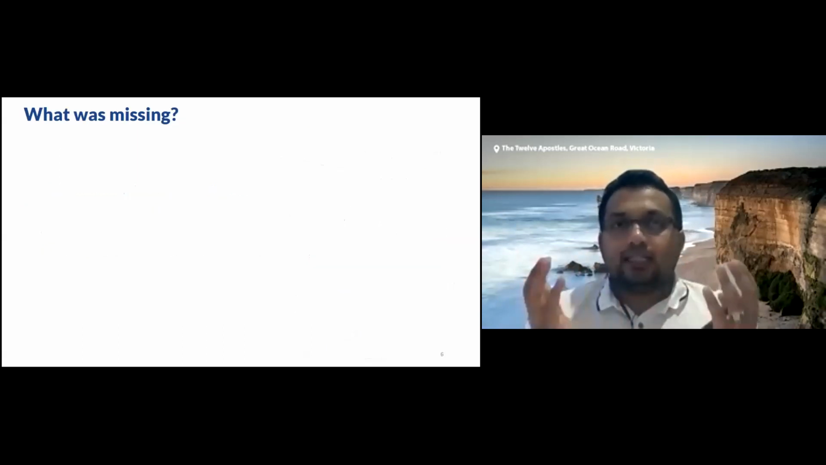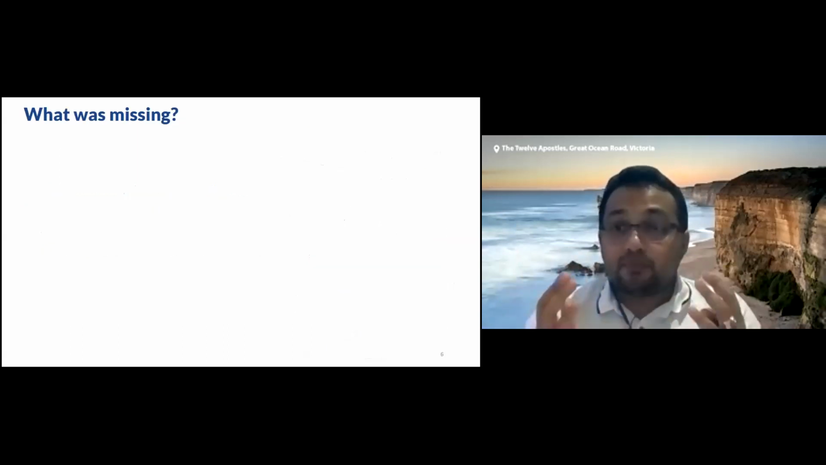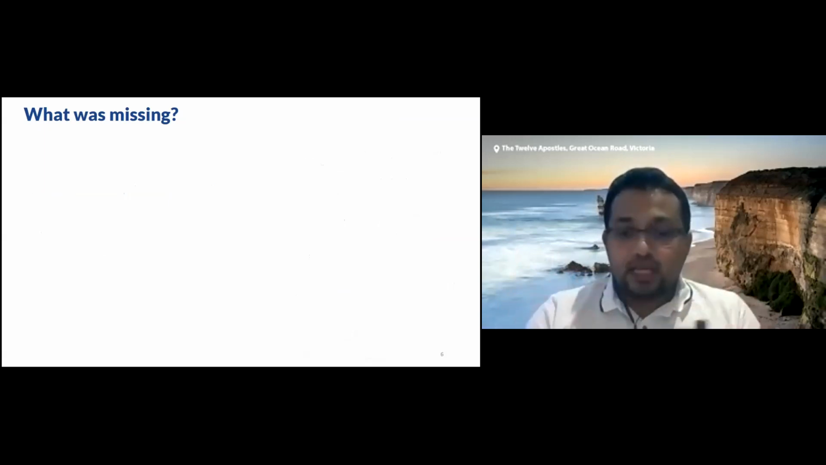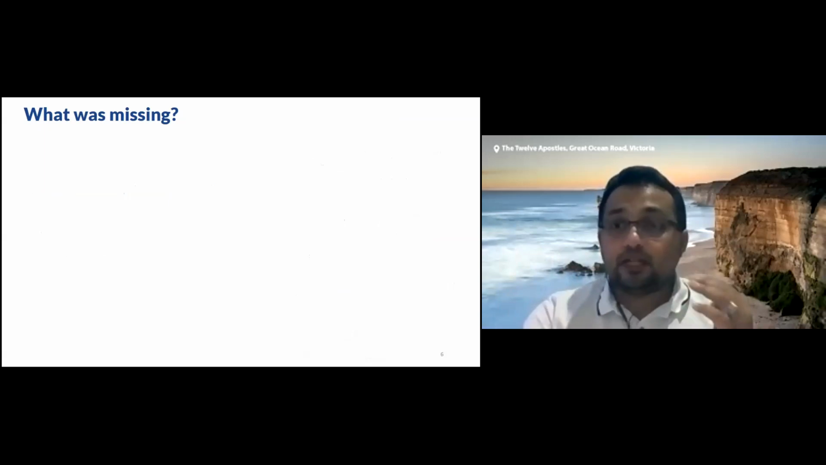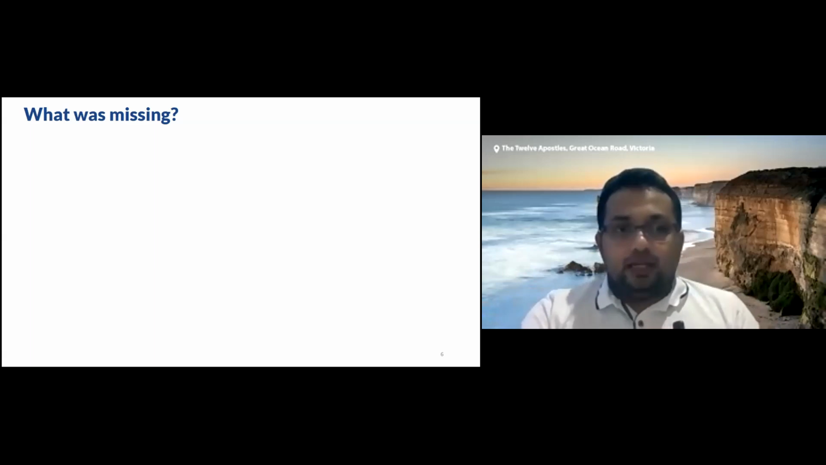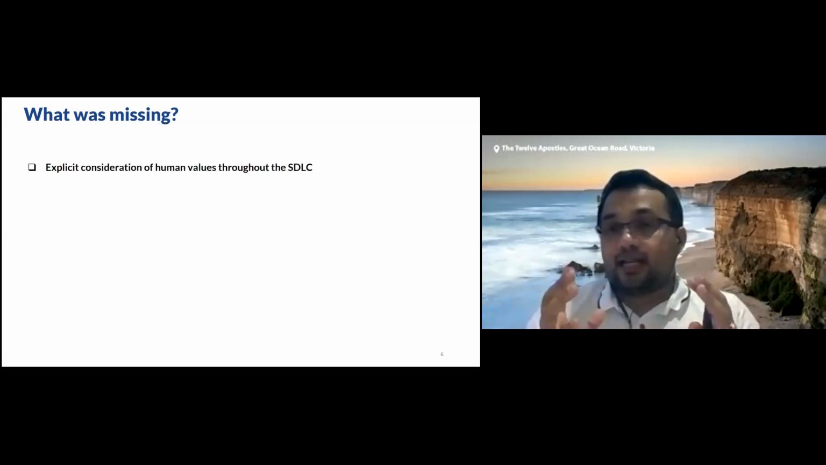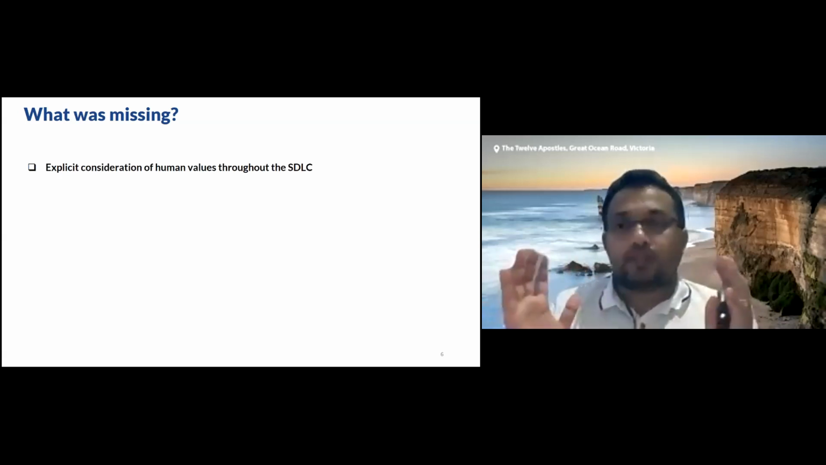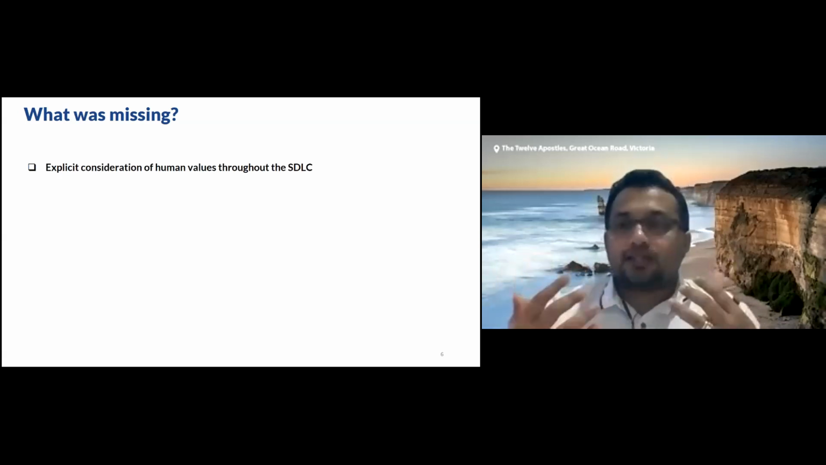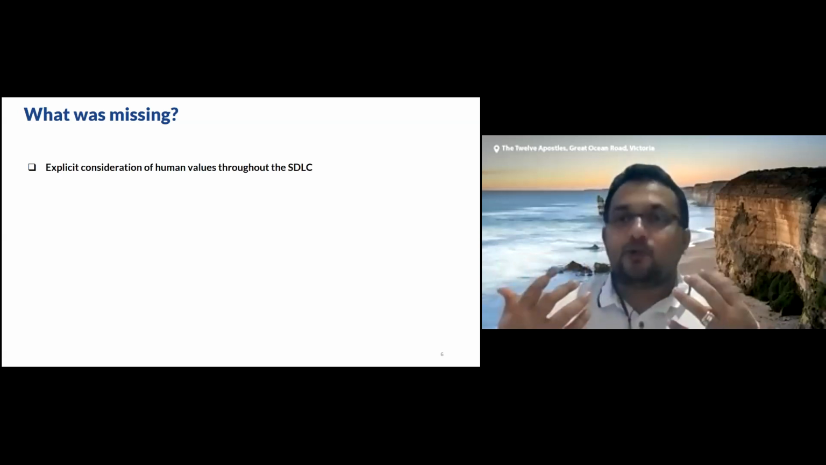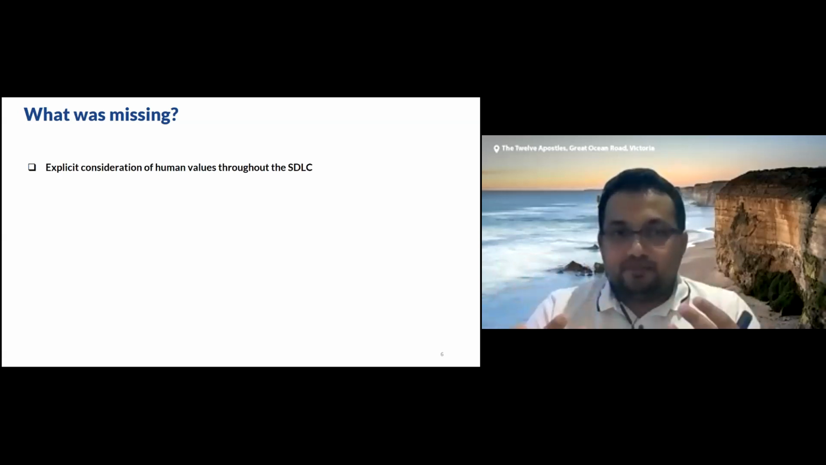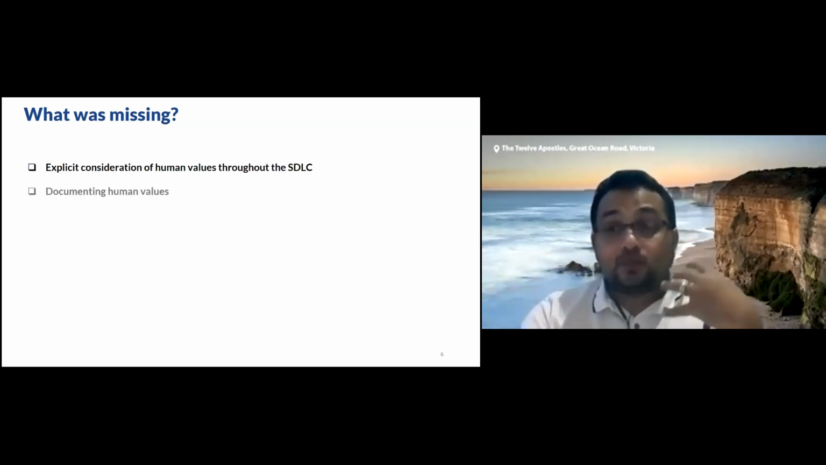So when we look at the literature, as well as when we do some empirical studies with industry, we found there are several barriers which keep developers from embedding human values into software. One of the main concerns was the explicit consideration of human values throughout the software development life cycle. Values tend to be taken for granted always, but they should be explicitly discussed as well as explicitly documented.